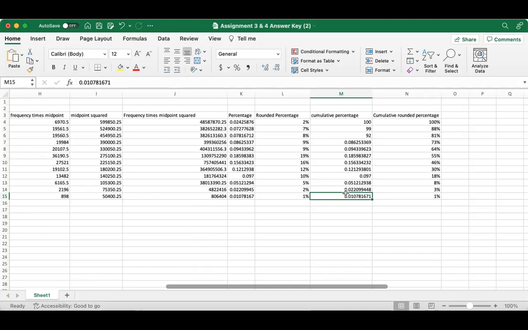So how you deal with that is the very last number, you round it so it makes sense. Okay. For cumulative, because you're not going to exceed 100%. And then that is the first half of the assignment.